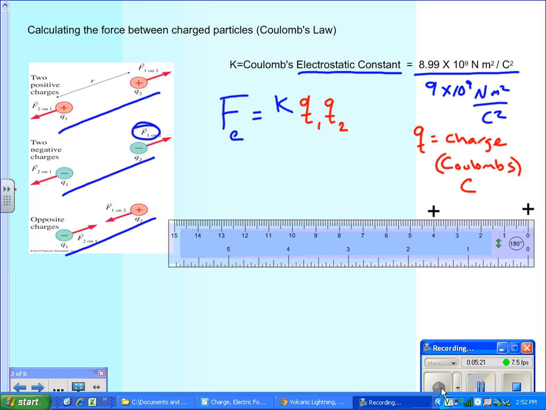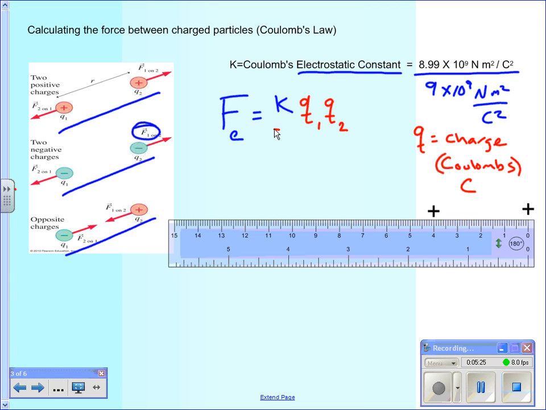The other factor that influences the strength of repulsion or attraction between charges, which we may have read about, is the distance between them. Sometimes books use D for distance. Our books usually use R for a radial distance between them. It's another example of an inverse square law, so that's a really important idea. And what it says is this.